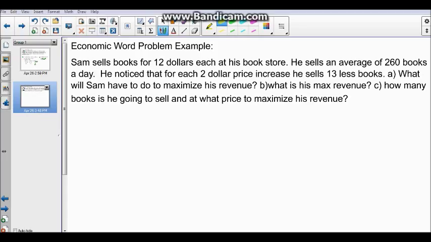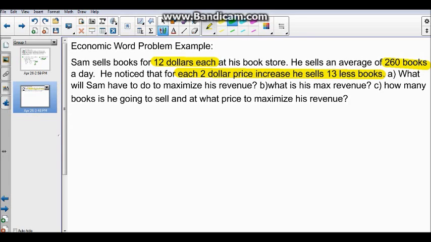So let's highlight the important parts of this word problem now. The fact that books sell for $12 each is important. He sells an average of 260 books a day. That's important too. Also, the fact that for each $2 price increase, he sells 13 less books. That's also important. And that's pretty much all the information we need to make up the revenue equation.